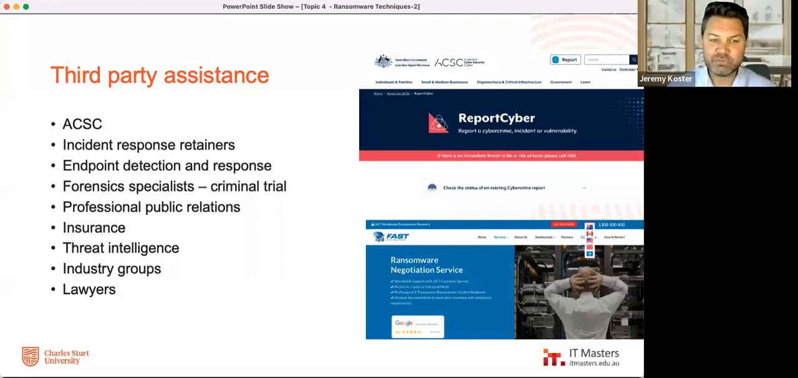There's threat intelligence as well. So you might want to get someone in who understands the actual actor, the ransomware actor, and to do some recovery services. And there's also industry groups.